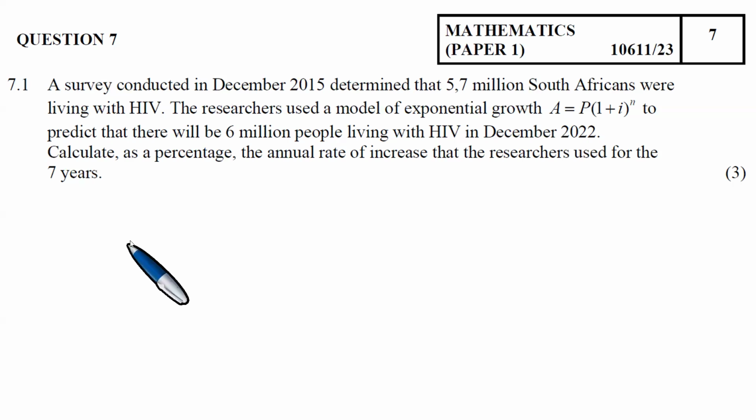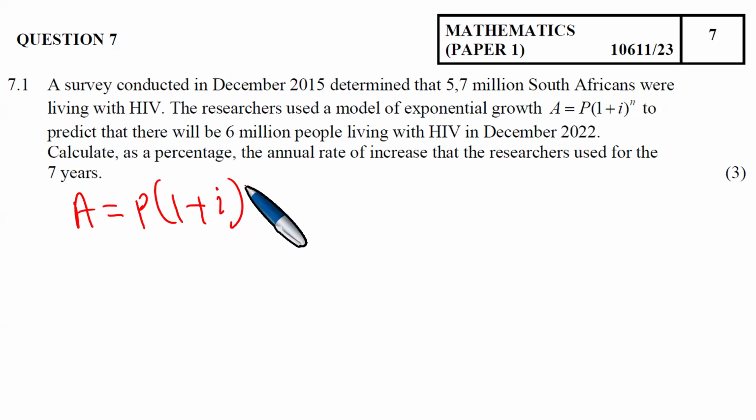Right, first things first, they used the following model. The researchers used the model of exponential growth, which means that A is P(1 plus i) to the nth power.